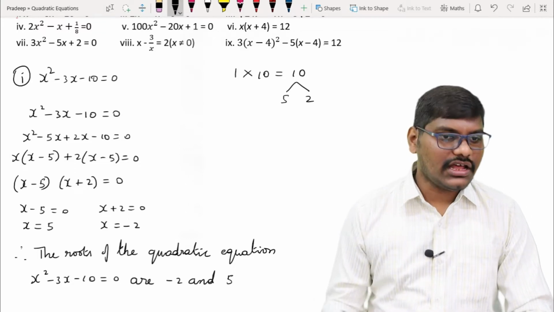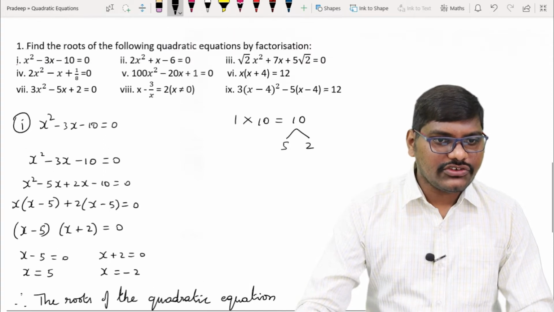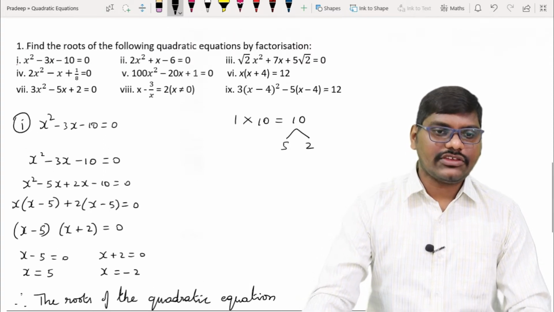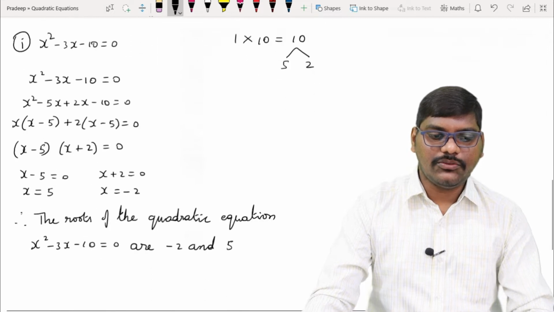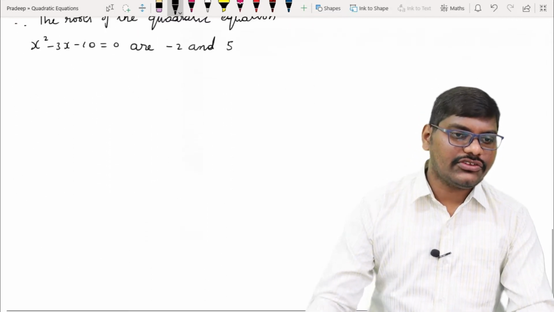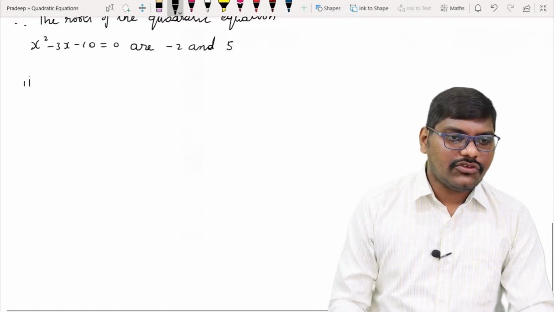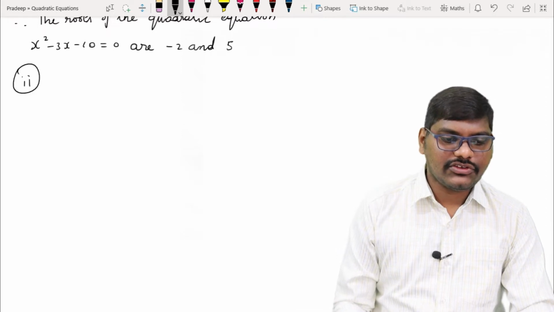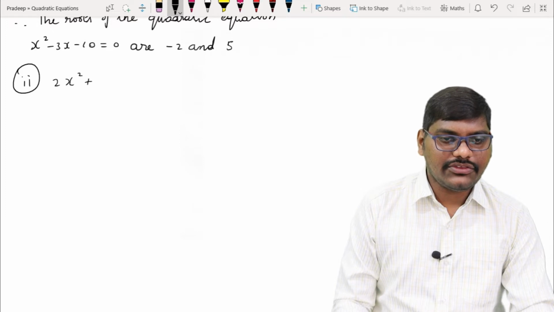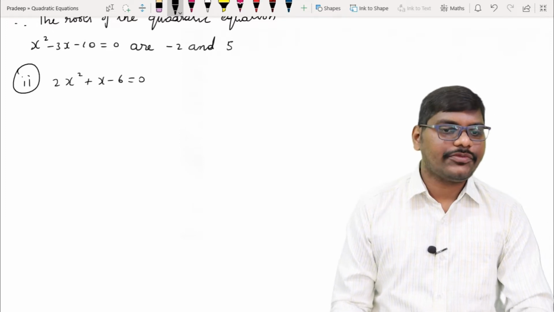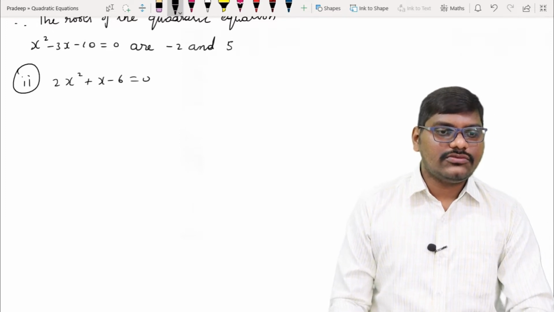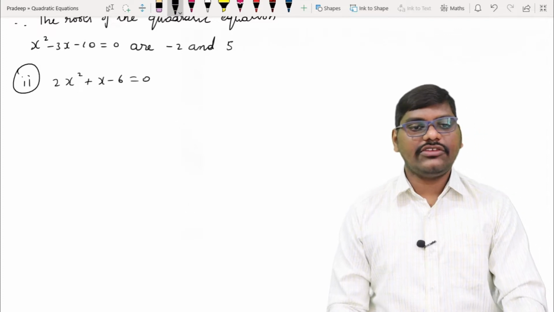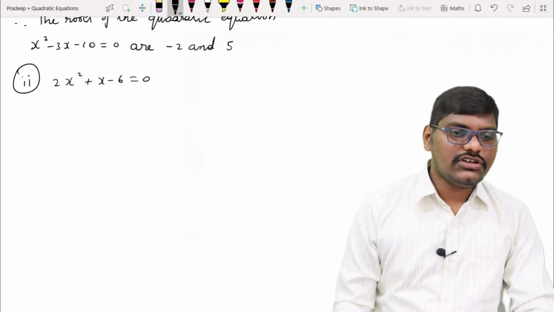Let's see the next one also. We could see the question here. The question is 2x squared plus x minus 6 equal to 0. So we'll write the second sub question of the first question, that is 2x squared plus x minus 6 equal to 0. So let's try to solve.